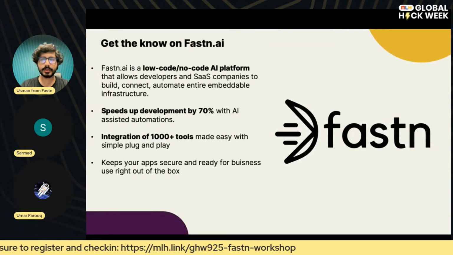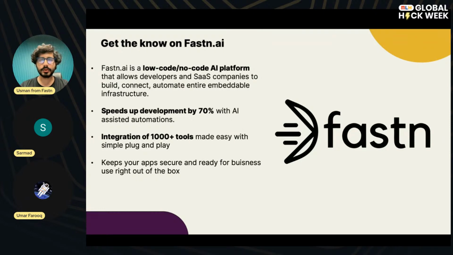So this is where Fastn comes into play. So Fastn is basically like the essence of it. It's a low-code, no-code AI platform that allows SaaS companies to build, connect, automate, and scale an entire embeddable infrastructure. So what this means is that you can build entire infrastructures without the need of hiring 5 to 10 developers, having an entire engineering team, and you can start integrating thousands of tools, simple plug and play, and these are secure and ready for business usage.